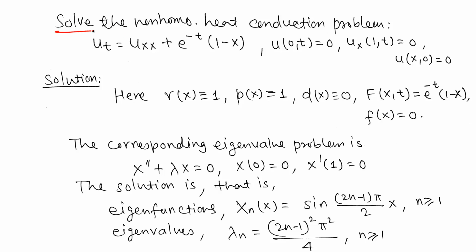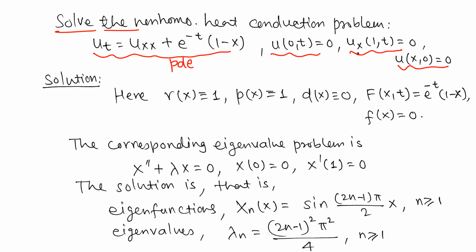Solve the non-homogeneous heat conduction problem. So we have a PDE, two boundary conditions, and an initial condition. Okay.